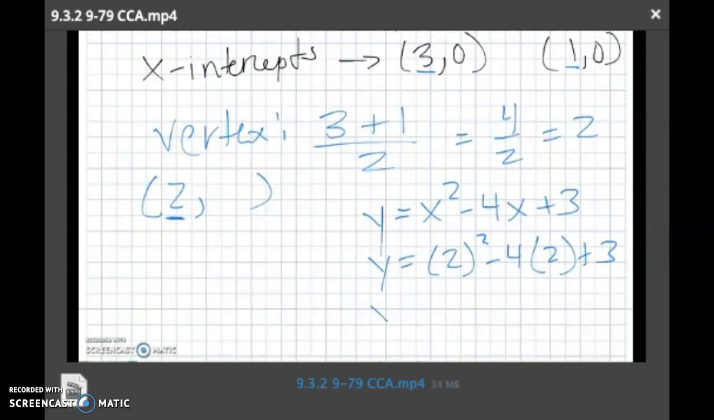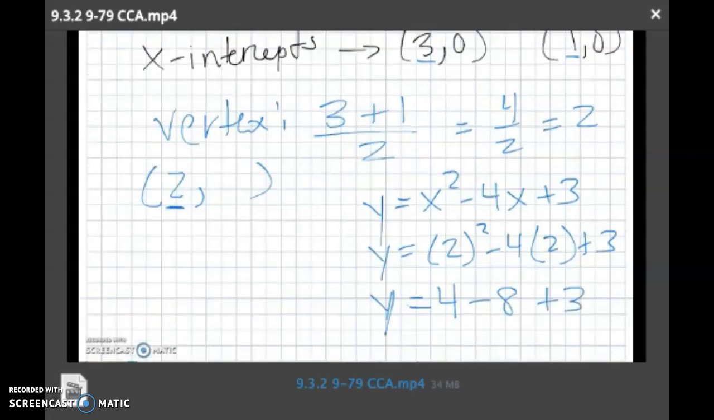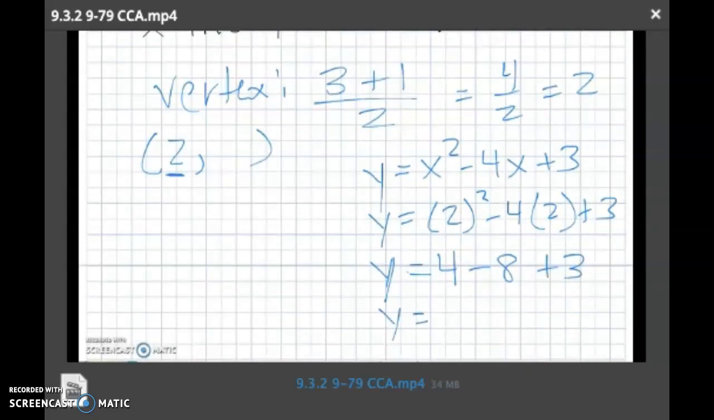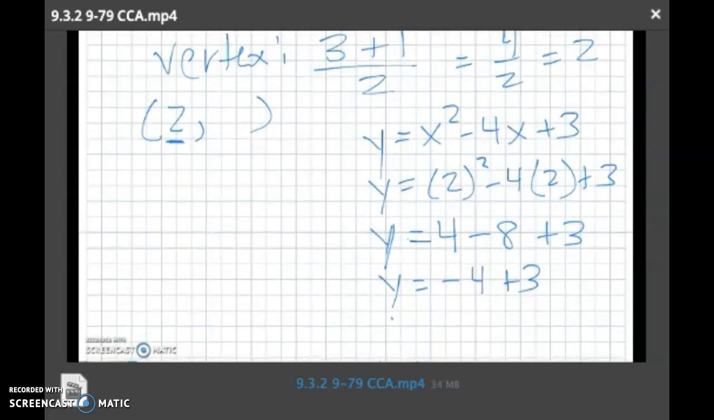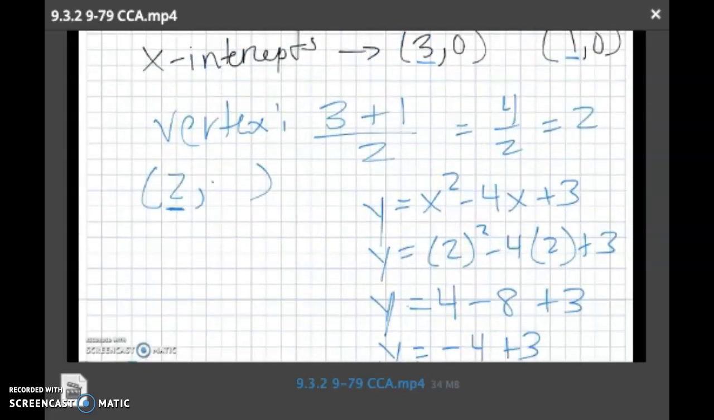So I get y equals 2 squared is 4. Negative 4 times positive 2 gives me negative 8 plus 3. Simplifying, 4 minus 8 gives me negative 4 plus 3. And when I add those together, I get that the y coordinate is at negative 1. So I know my vertex is at 2, negative 1.